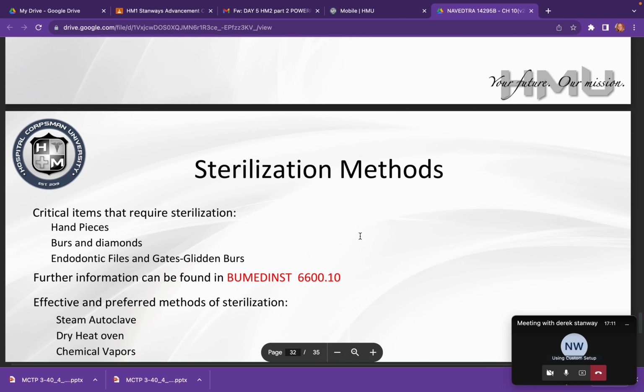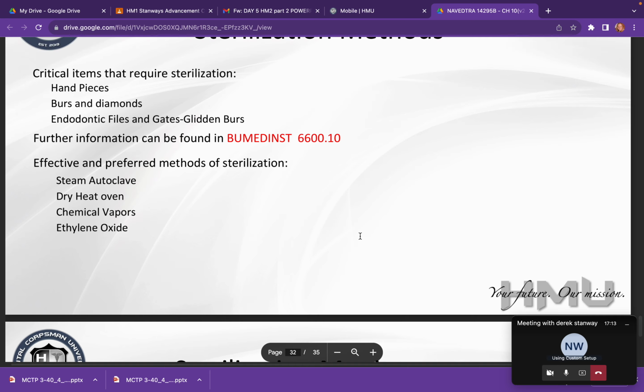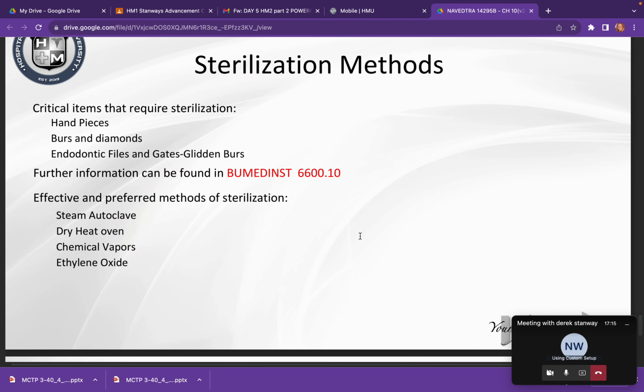Sterilization methods. Critical items that require sterilization are handpieces, burrs and diamonds, endodontic files, and Gates Glidden burrs. Further information can be found in ViewMed, instruction 6600.10. Don't pay attention to that instruction. That's the one that combined with the 6220.9 Alpha. Those two combined made your 6220.9 Bravo, which is your healthcare associated infection control instruction.